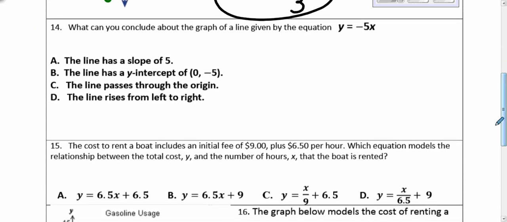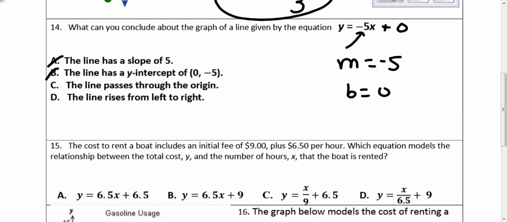All of these will be multiple choice. What can you conclude about the graph of a line given the equation y equals -5x? Well, I see a negative right there. Has a slope of 5? No, the slope is -5. So that's out. The line has a y-intercept of (0, -5)? The y-intercept is 0. So that's wrong.